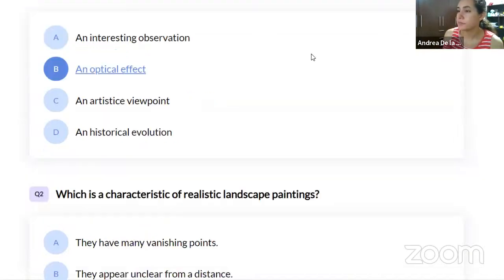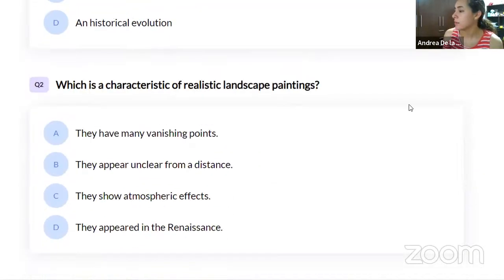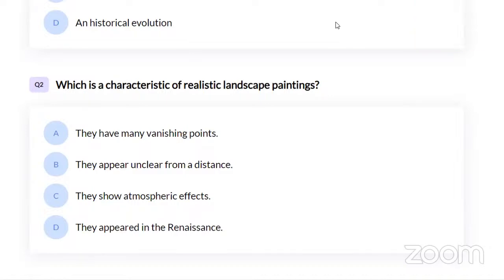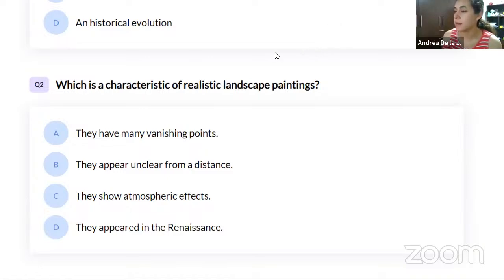Okay, guys. Now question 2. Maybe Mateo, could you please read the second question? Sure, teacher. Which is a characteristic of realistic landscape paintings? What do you guys think? This is a detailed question. What would you say?